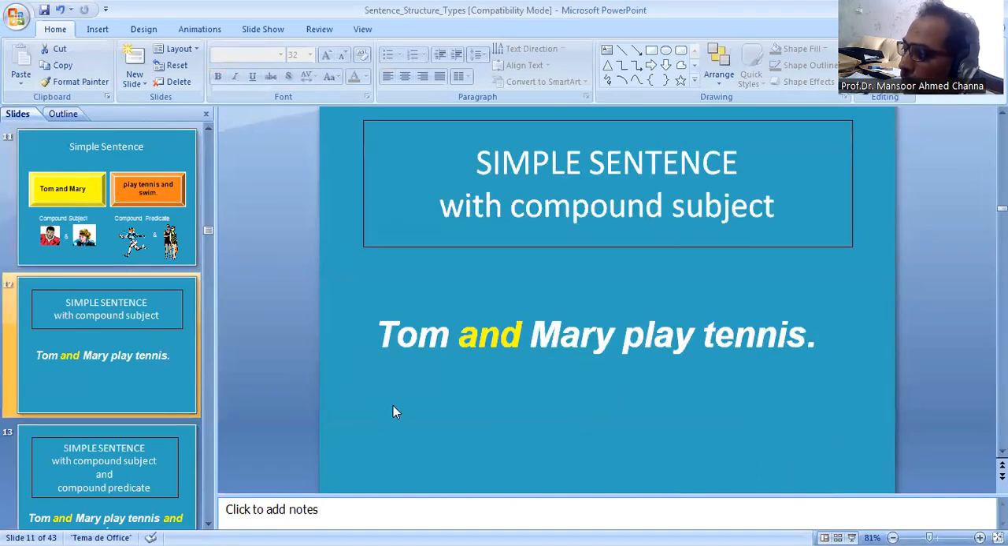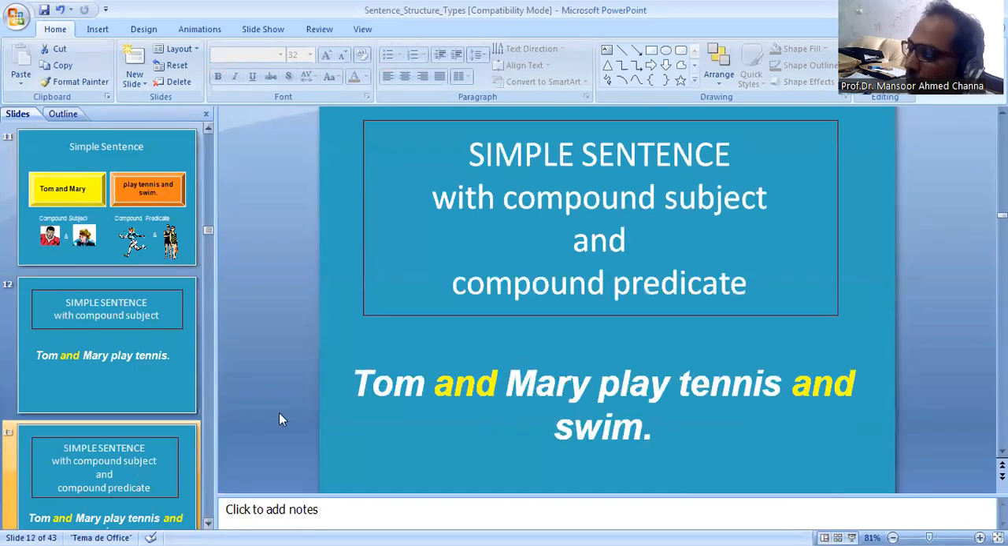Therefore, a simple sentence with compound subject, Tom and Mary play tennis, is called a simple sentence with compound subject. Now, if I say simple sentence with compound subject and compound predicate, as I already gave an example, Tom and Mary, compound subject, play tennis and swim, compound predicate.